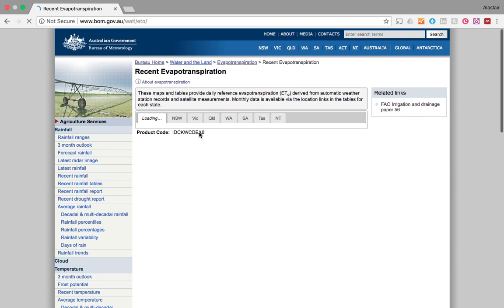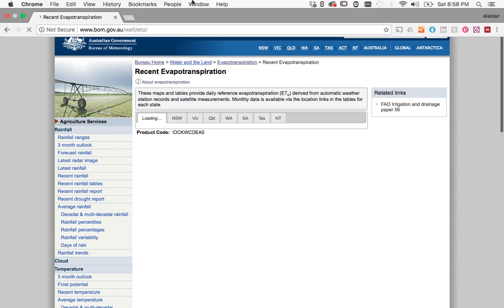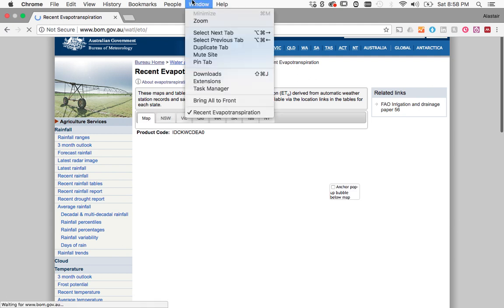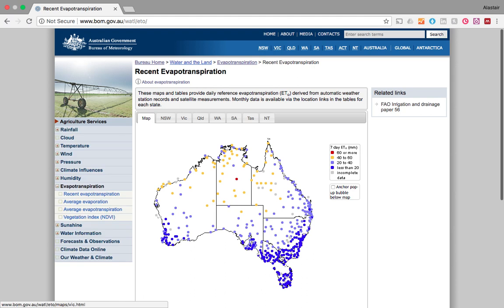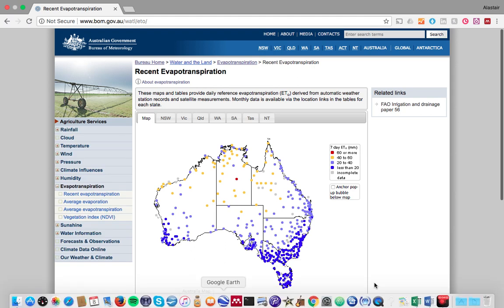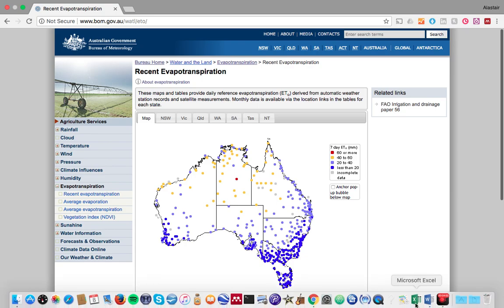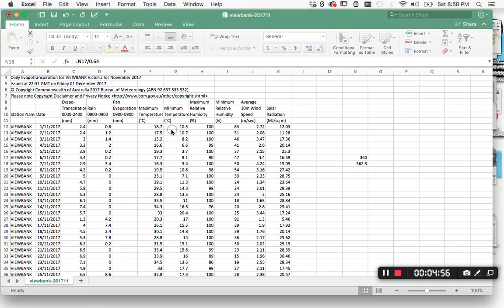So what it does is it loads, and you click the state, and then you click the nearest station to wherever your enterprise is. In this case, here we go, it's somewhere around there. I won't click on it now because I've already done it. So here it is. It's called Viewbank, was the closest one.